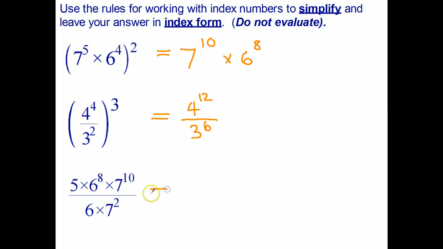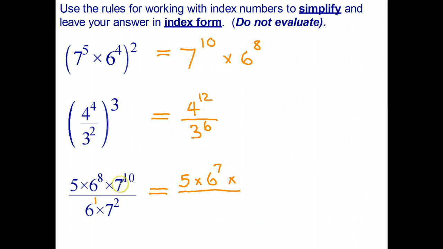Okay, and the last one. I've got 3 factors here. There's nothing to do with the 5. I can't simplify it, so it just has to stay. I've got 6 to the power of 8 divide 6 to the power of 1. To divide powers with the same base, subtract indices. 6 to the power of 8 subtract 1 is 6 to the power of 7.